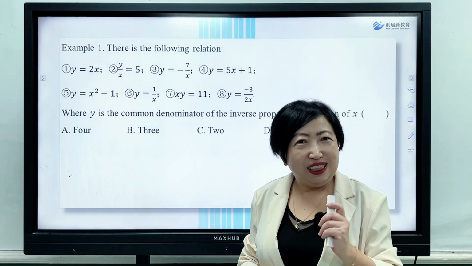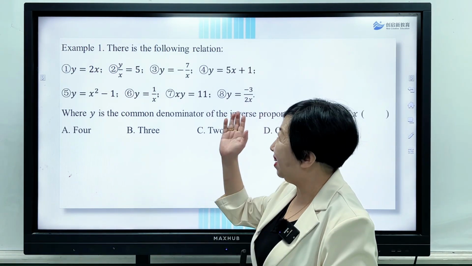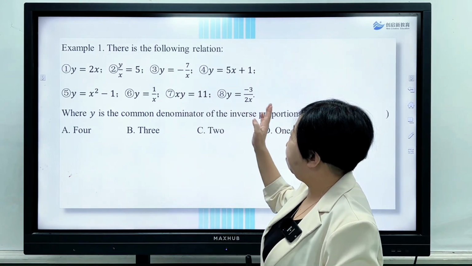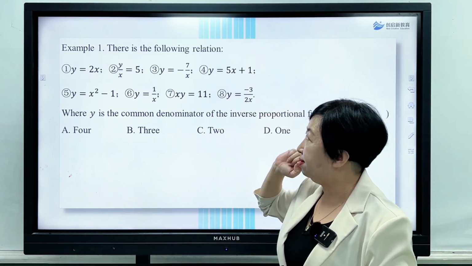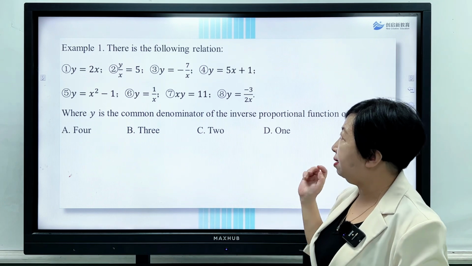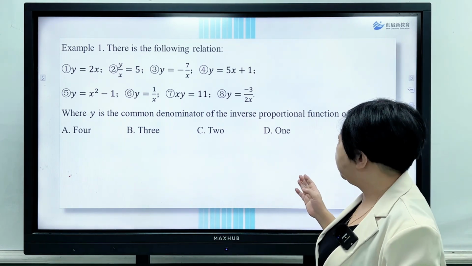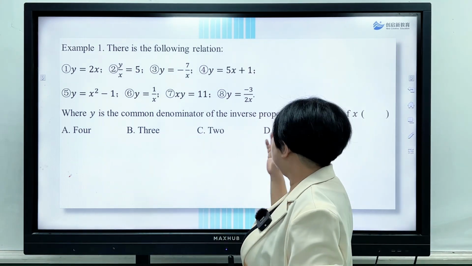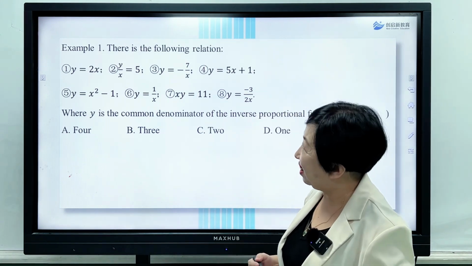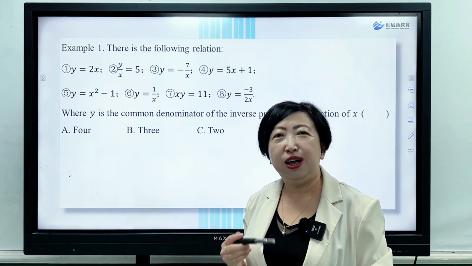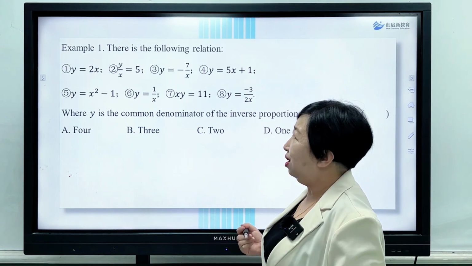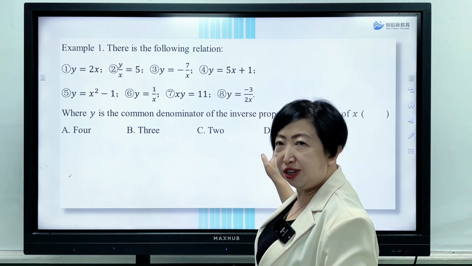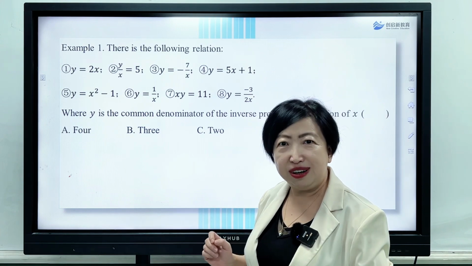And let's learn some examples. For example 1, please have a look. There are the following relations, 1, 2, 3, 4, 5, where y is the inverse proportional function of x. Which one is the inverse proportional function? Let's have a look. The first, y equals 2x. Of course, we know this is a proportional function. It's not an inverse proportional function.